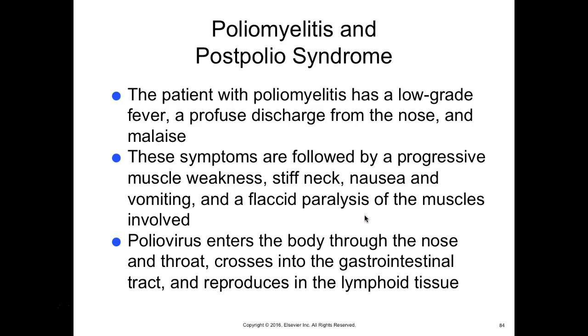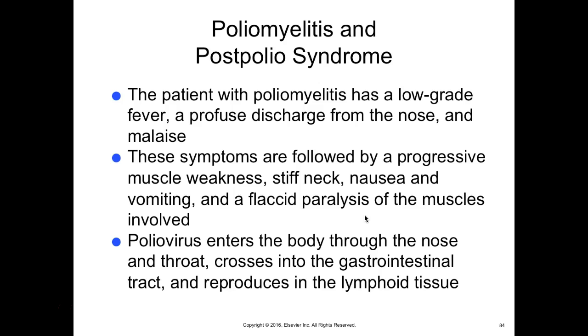Poliomyelitis and post-polio syndrome. A patient with poliomyelitis will have a low-grade fever, profuse discharge from the nose, and malaise. So really runny, purulent drainage from the nose. The symptoms are followed by progressive muscle weakness, stiff neck, nausea, and vomiting, and flaccid paralysis of the muscles involved.